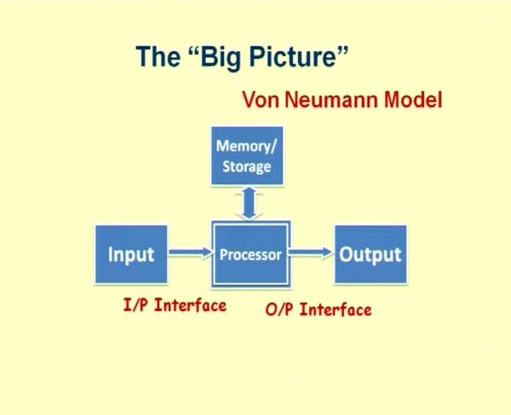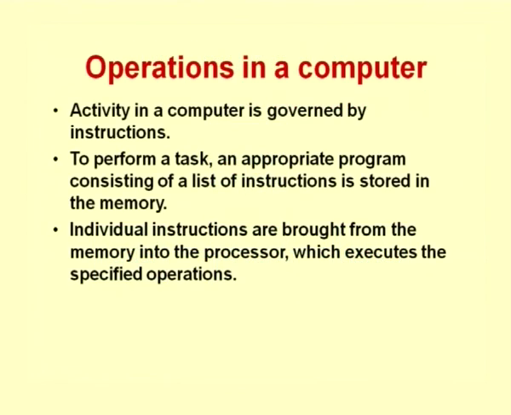Again repeating the same big picture, this is our von Neumann model: processor, memory or storage, input output, and we have the interface between the input and the output to the processor. Repeating this so that this picture gets into your mind very nicely. Remember that activity in a computer is governed by instructions, and to perform a task, an appropriate program consisting of a list of instructions is stored in the memory. Individual instructions are brought from the memory into the processor, which executes the specified operations. So, this is what happens inside a processor.